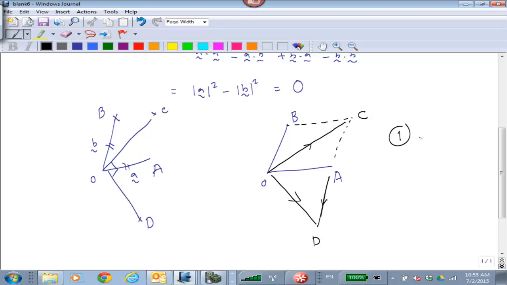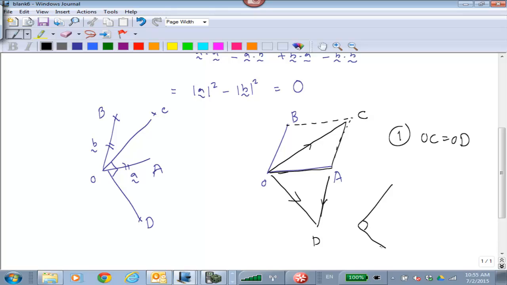First claim: OC and OD are the same length. Why? Because OC is OA plus OB, and OD is OA minus OB, going down. It's a different direction, but the same length. Agree? So not only the same length, do you agree that A is the midpoint? A is the midpoint. So do you agree that this whole thing will form a right angle triangle?